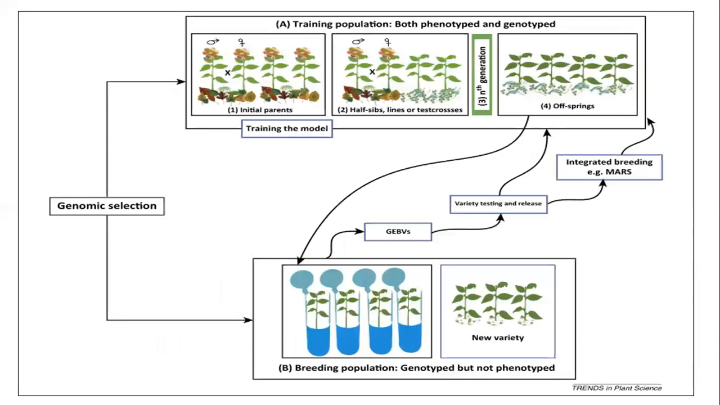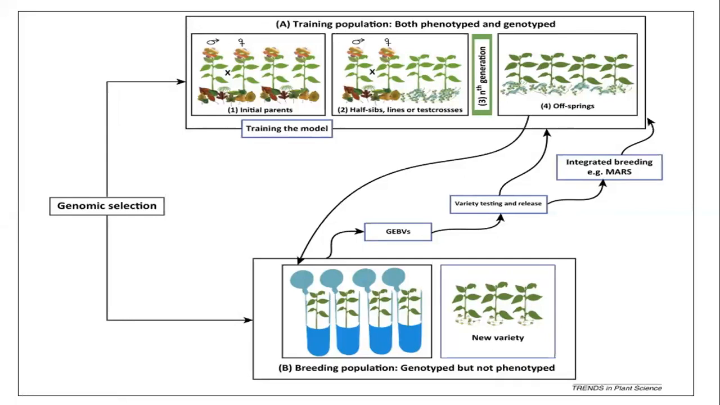Now, what steps are involved in the genomic selection? It can be achieved by two processes. One is the training population. In the training population, the plants are both phenotyped and genotyped. The initial parents, those involved in this training model, are test crossed, and the test cross lines are generated.